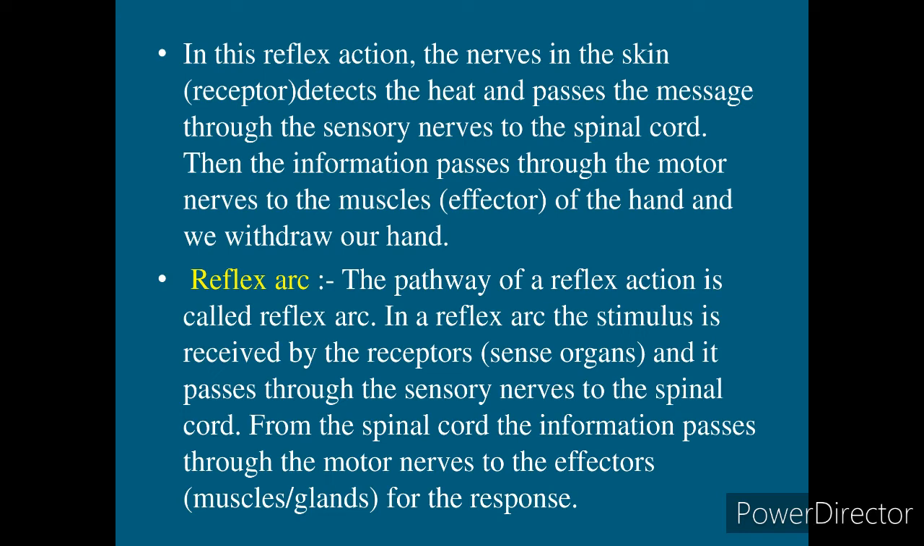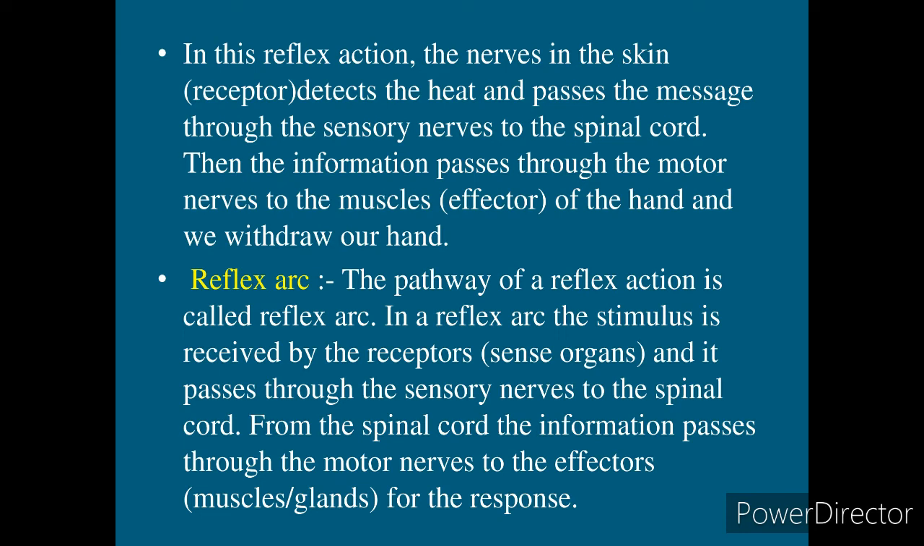Now, the next important point, the path. The pathway of the reflex action is called the reflex arc. In a reflex arc, the stimulus is received by receptors and it passes through the sensory nerves to the spinal cord. From the spinal cord, the information passes to the motor nerves to the effectors, and finally the response is generated. It can be for a gland, it can be for a muscle, anything.